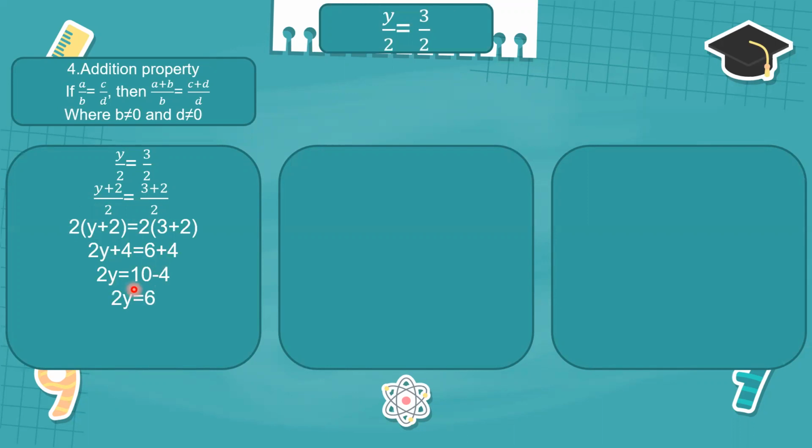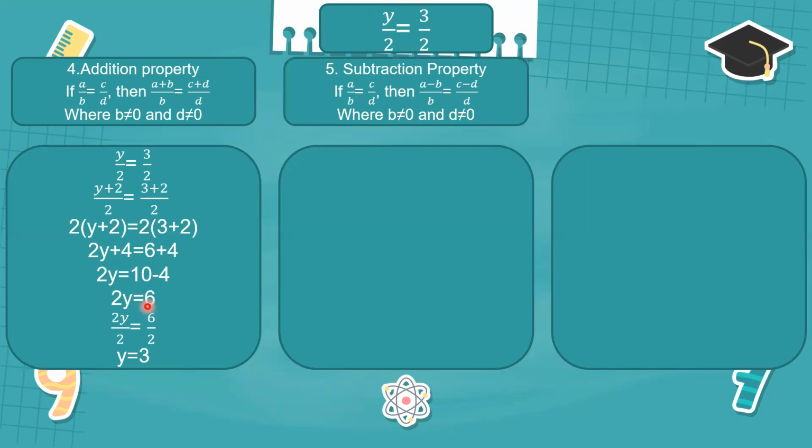minus 4. 2y is equal to 6. So let's divide both sides by 2. That would be 2y over 2 equals 6 over 2. Y is equal to 3. Next, subtraction property. So kung dito, addition property, dito naman subtraction property. So pinalitan lang natin ng minus ito, no?